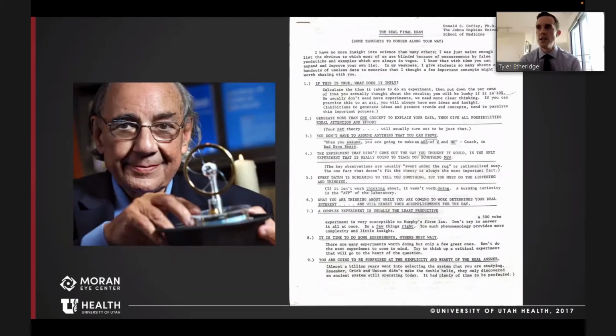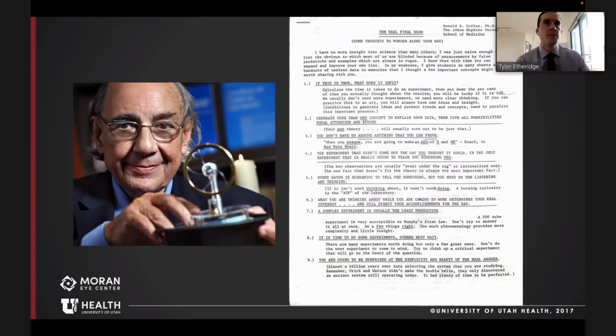He went from failing out of college to being a PhD scientist at Johns Hopkins. Towards the end of his career, he gave his students what was entitled the real final exam, which is outlined here. I'll read some of the excerpts from this that I think are most potent. He states, "I have no more insight into science than many others. I was just naive enough to list the obvious, to which most of us are blinded because of measurements by false yardsticks and examples, which are always in vogue. I know that with time, you can expand and improve on your list.